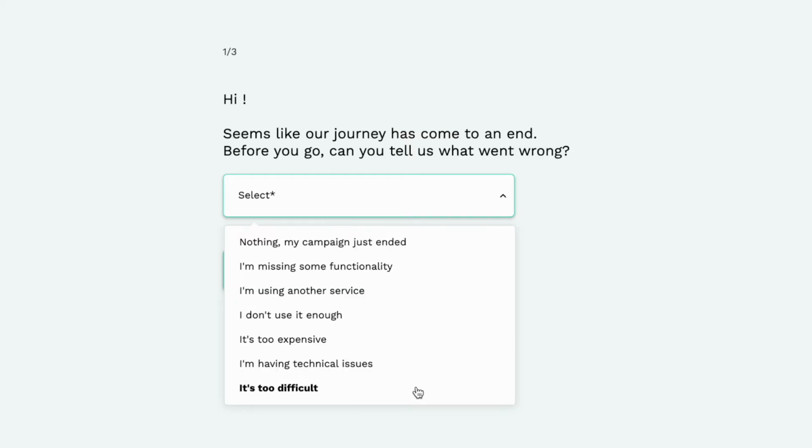Number 7, it's too difficult. This one is painful to hear. Nobody wants to hear that their product, which they have created to make people's lives easier, is actually making things more difficult. If this is the most common reason people are canceling, it might be a good idea to look into hiring people outside of your company to test and review your product.